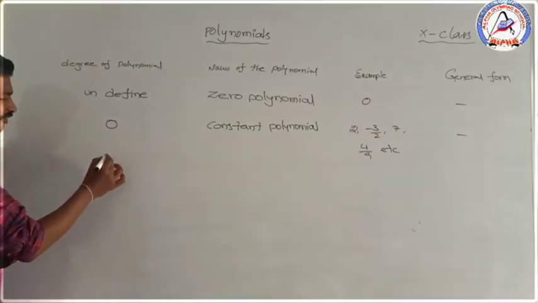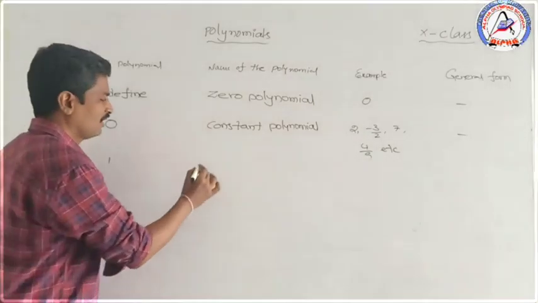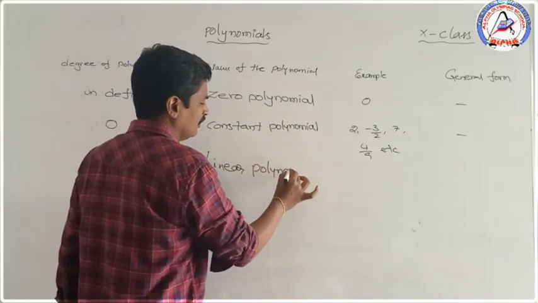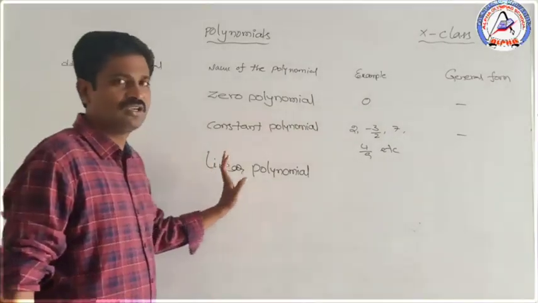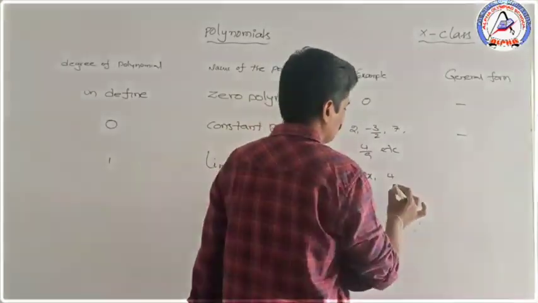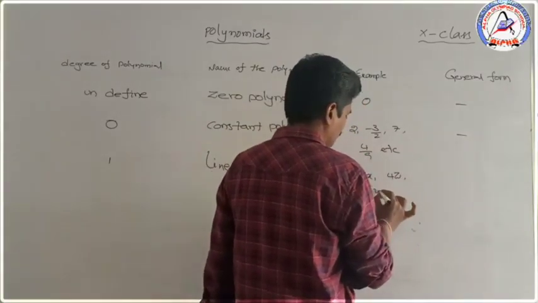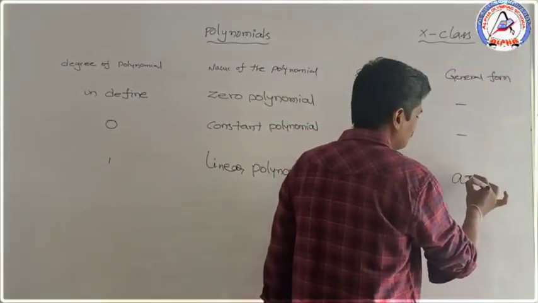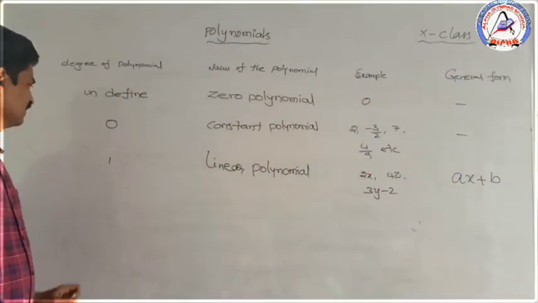Clear. Next one. If a polynomial's degree is 1, then the polynomial is called a linear polynomial. Examples: 2x, 4z, 3y minus 2, like this. The general form of a linear polynomial is ax plus b.